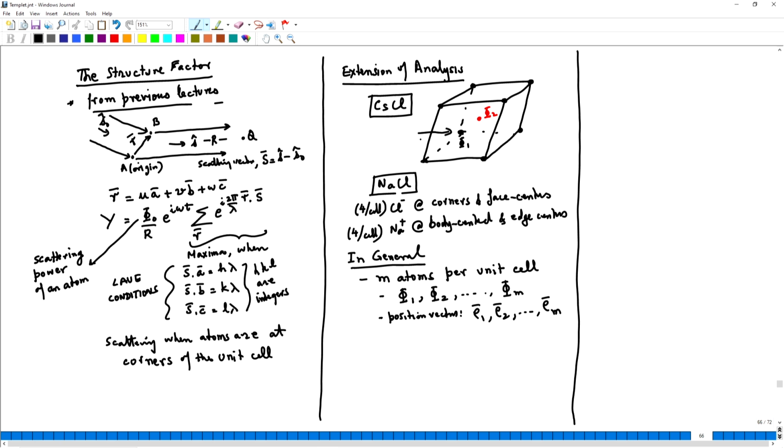So, here in crystal space, these vectors rho 1, rho 2, rho m will be defined by a particular origin in the unit cell. So, for example, this can be the origin, and they will be defined by fractional coordinates.